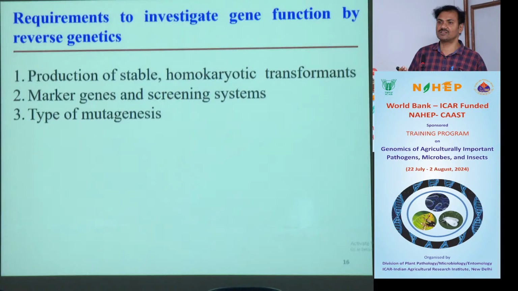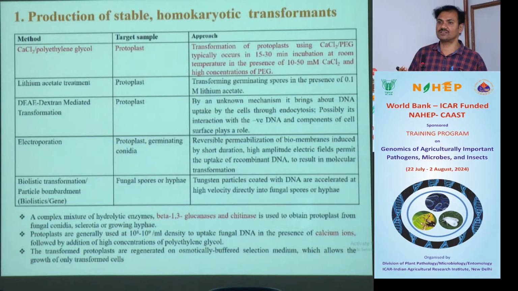Now, what are the requirements to investigate the gene function? You should have a better transformation system, because in plants many species are recalcitrant and you cannot develop a transformation system. But in fungi, mostly they are amenable to transformation. You also need a better marker and a mutagenesis technique. Now, what are the various methods available? You can see the methods I listed here, but most of them depend on protoplasts.